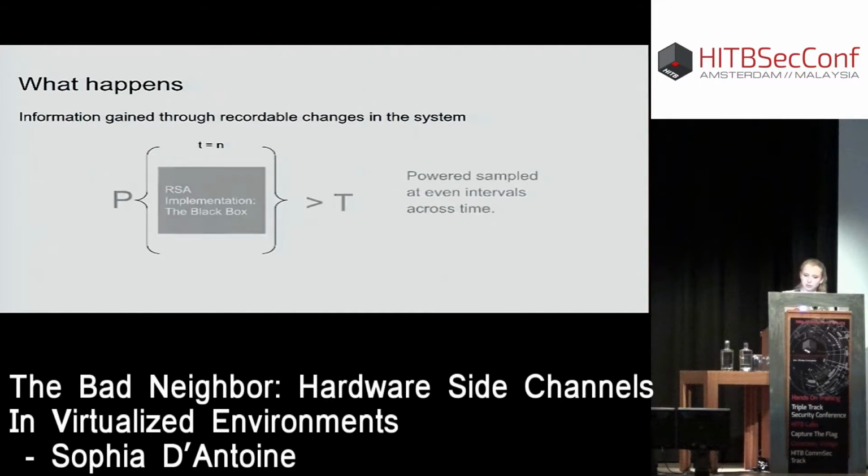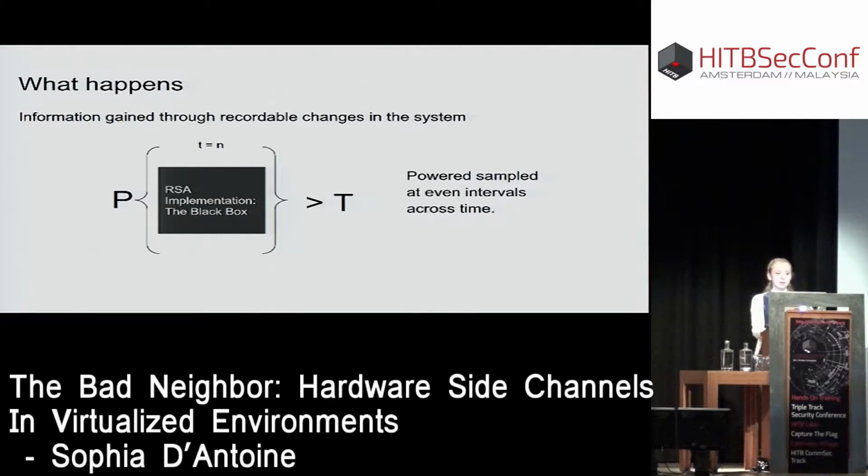And this is just a depiction of what's going on here. So what we're doing is we're gaining information through measuring recordable changes in the system. In this case, it's the heat signature of the hardware itself, so the implementation of the crypto system. We treat that implementation of the crypto system as a black box, but we're making those measurements of recordable changes, in this case the heat, over a period of time. And that delta will tell us if it's a 1 or a 0-bit.